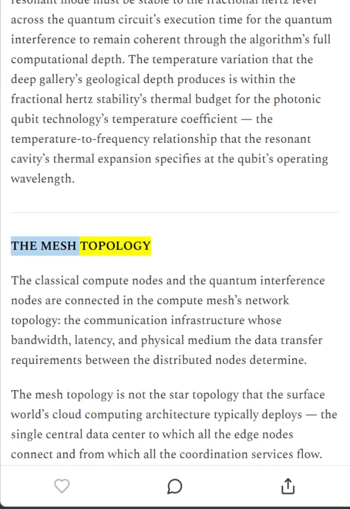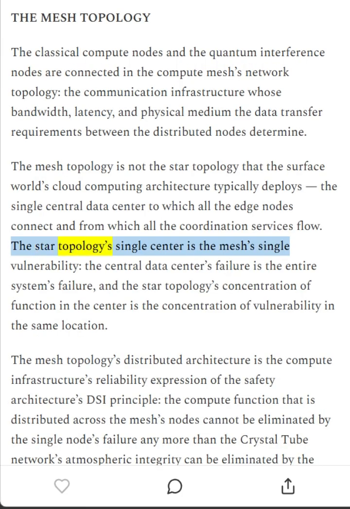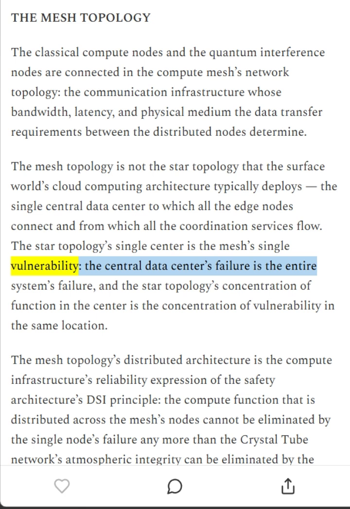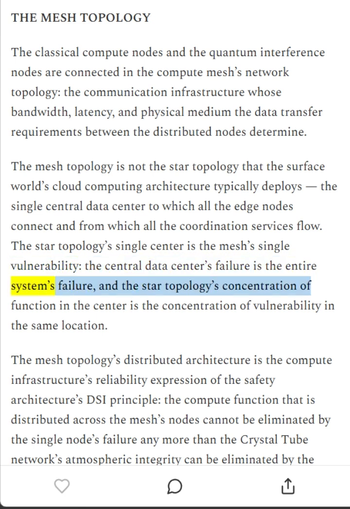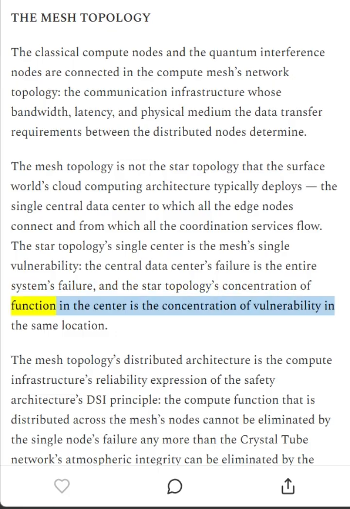The mesh topology. The classical compute nodes and the quantum interference nodes are connected in the compute mesh's network topology, the communication infrastructure whose bandwidth, latency, and physical medium the data transfer requirements between the distributed nodes determine. The mesh topology is not the star topology that the surface world's cloud computing architecture typically deploys, the single central data center to which all the edge nodes connect and from which all the coordination services flow. The star topology's single center is the mesh's single vulnerability. The central data center's failure is the entire system's failure, and the star topology's concentration of function in the center is the concentration of vulnerability in the same location.